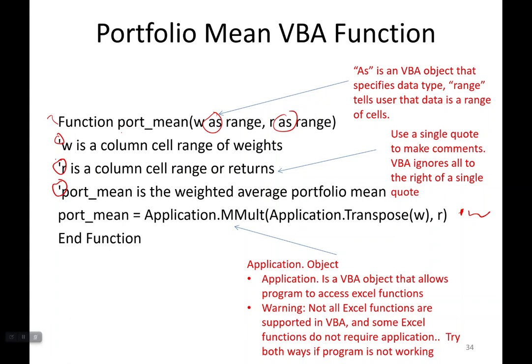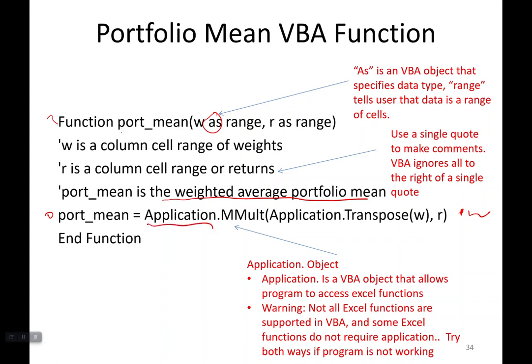So it's ignoring W as a column cell range of weights, R as a column cell range of returns. This program, port mean, is the weighted average portfolio mean. So these are all ignored, they're just comments. And here's all the calculation right here. Port mean equals application.mmult, application.transpose, W, R. So, need to talk about this.